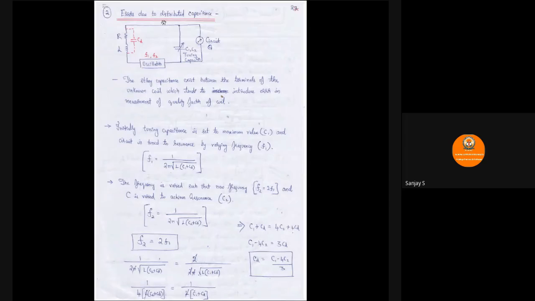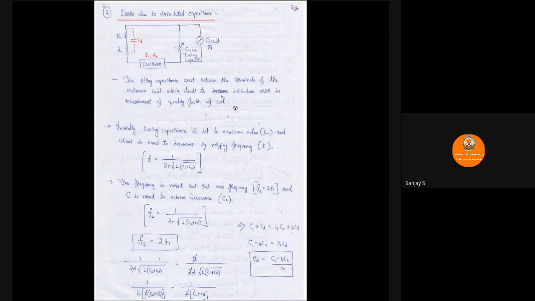Next, let us go to error due to distributed capacitance. As I told you earlier, distributed capacitance is nothing but stray capacitance. That means physically a capacitance as an element is not present here, but the effect of capacitance will be present. This happens when two conducting elements are separated by space. Then virtually the effect of capacitance will be there. Here that is represented by CD. It is acting across the RL combination. We have the oscillator, a variable capacitor called the tuning capacitor, and as usual we have the Q meter circuit.